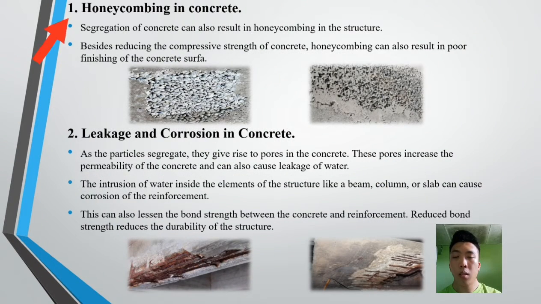First, honeycombing in concrete. Segregation of concrete can also result in honeycombing in the structure. Besides reducing the compressive strength of concrete, honeycombing can also result in poor finishing of the concrete surface. Number 2, leakage and corrosion in concrete. As the particles segregate, they give rise to pores in the concrete. These pores increase the permeability of the concrete and can also cause leakage of water. The intrusion of water inside elements of the structure like a beam, column, or slab can cause corrosion of the reinforcement. This can also lessen the bond strength between the concrete and reinforcement. Reduced bond strength reduces the durability of the structure.